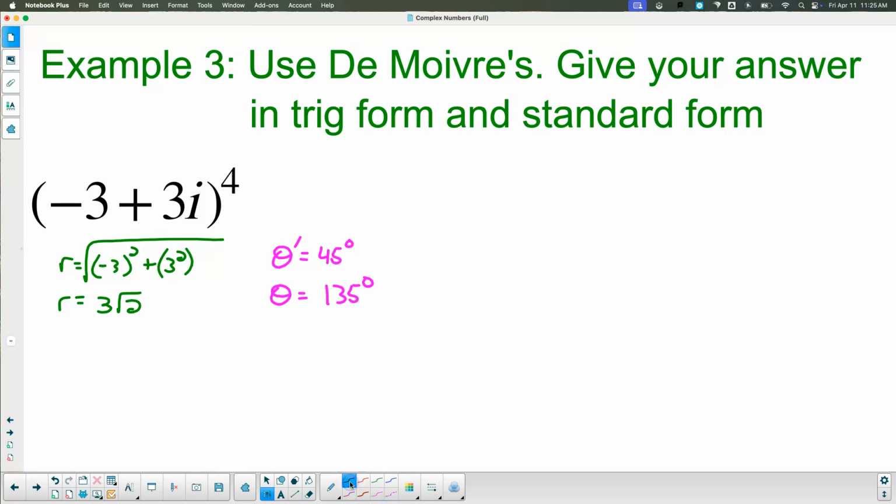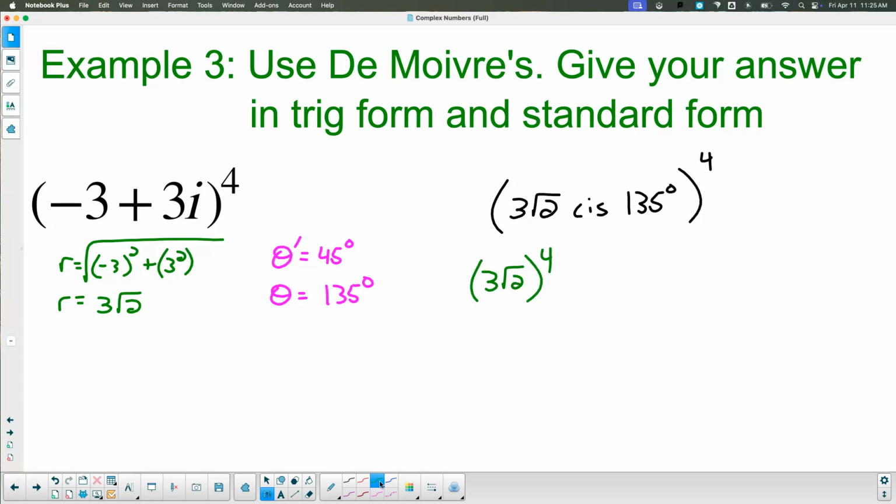Okay? So this is really saying that this is 3 square roots of 2 CIS of 135 degrees, and we're taking that to the 4th power. Which means I need to take 3 square roots of 2 to the 4th power, and I need to take 135 degrees and multiply it by 4, because that's my power.